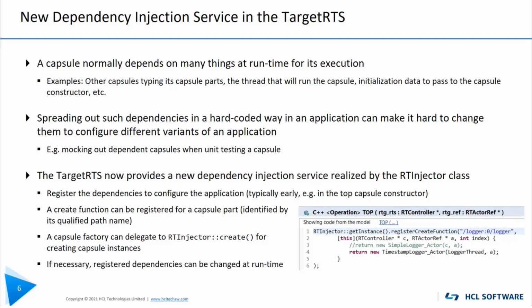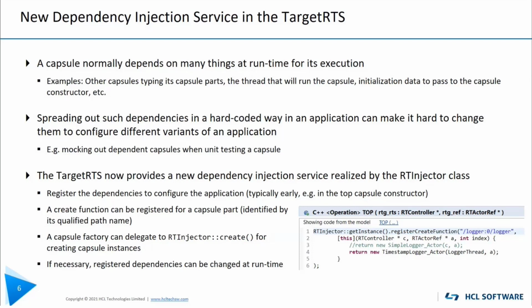And if we look at a capsule, it depends on many things at runtime for its execution. There are capsules that type its capsule parts. It also talks with other capsules through its ports. It has a thread that runs it. And maybe there is initialization data that you need when creating an instance of it, as we saw previously, etc. And we want to avoid spreading out such dependencies throughout the application and instead put them in some central place.